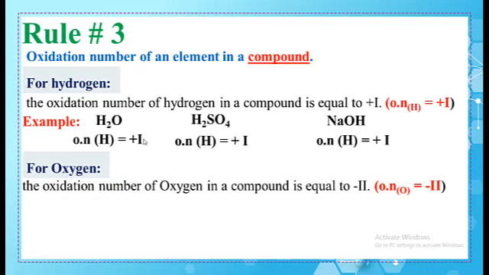So when we find oxygen element in a compound, its oxidation number is equal to minus 2. But if oxygen is an element, sure, the oxidation number is equal to 0, as we said in rule number 1.